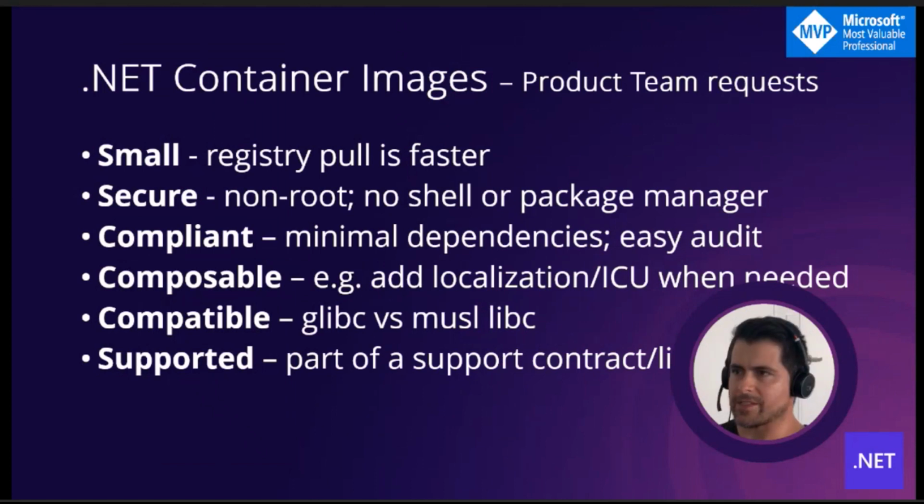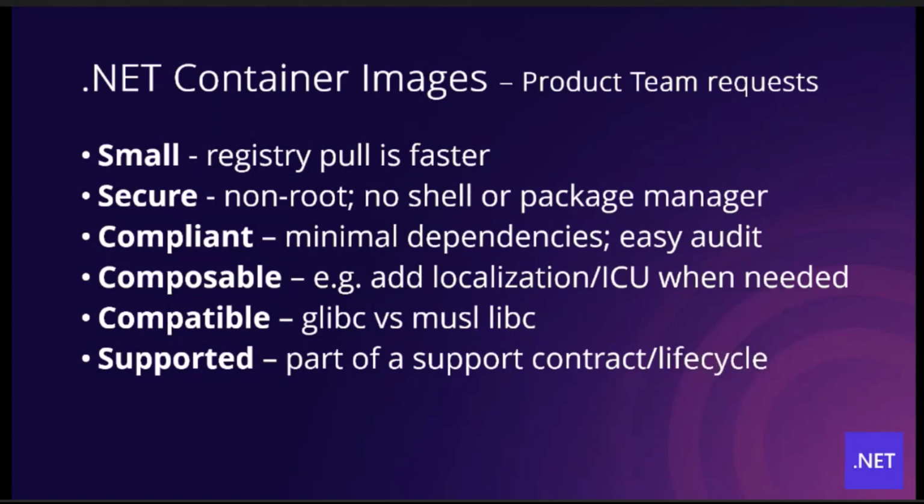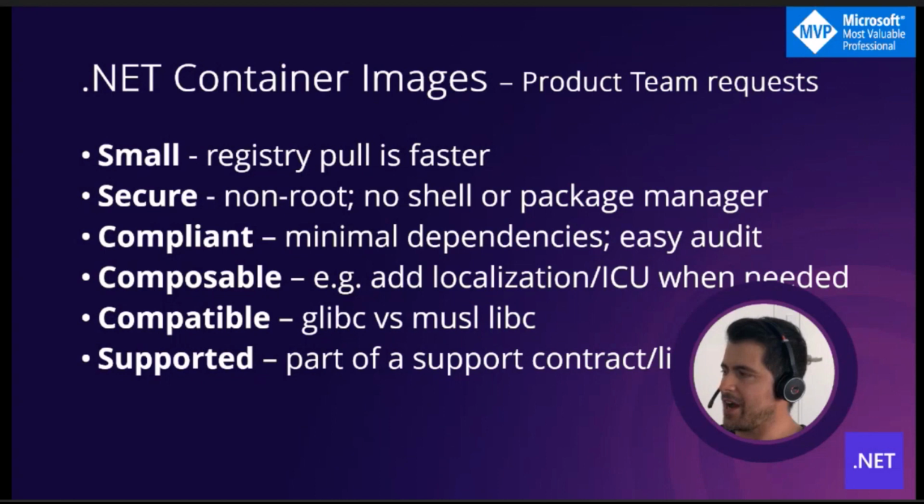Around the updates, the product team had multiple requests. So what they decided to bring in terms of updates on .NET 8 containers is that images should be small, so you can pull things faster. You don't want to download hundreds and hundreds of megabytes only to get your container to start.